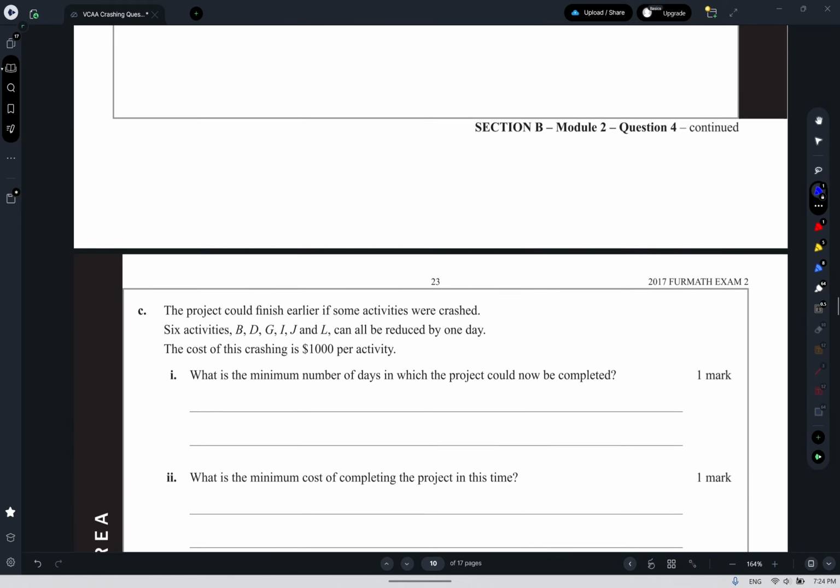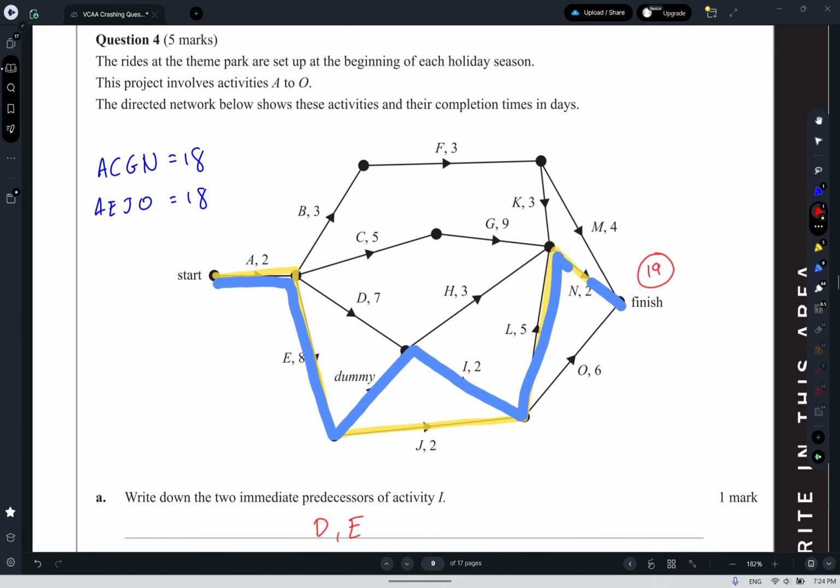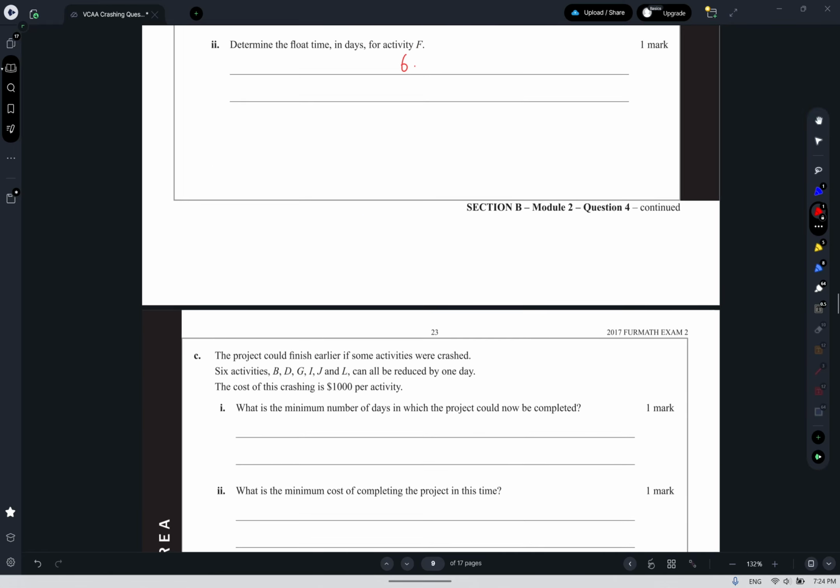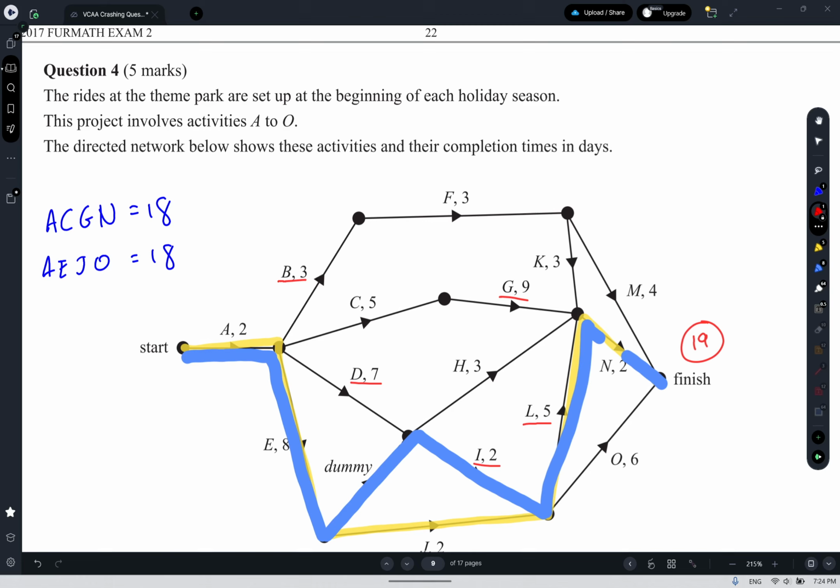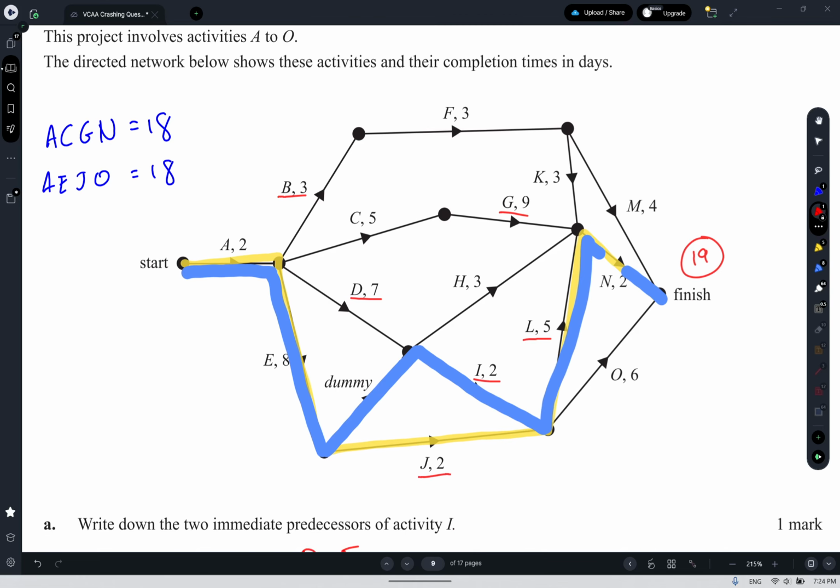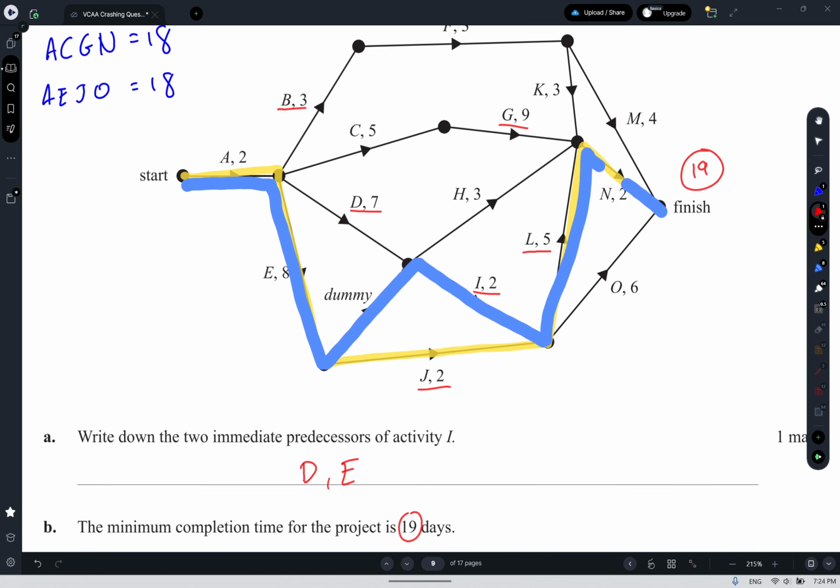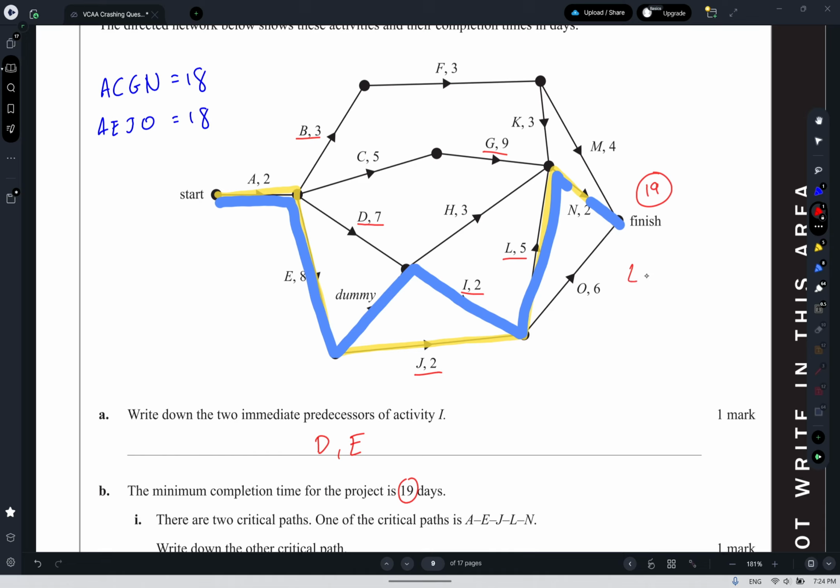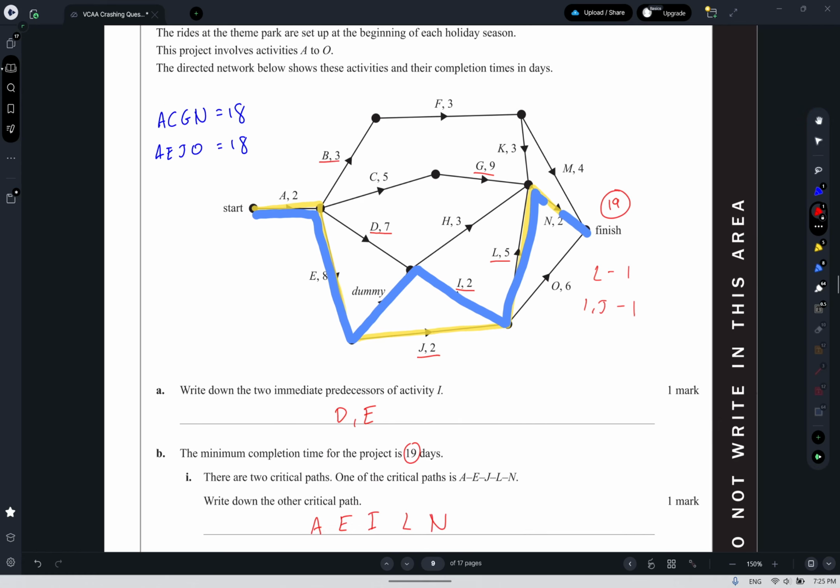Now I can reduce B, D, G, I, J, and L, and we can reduce them by 1 day. Okay. So reducing L by 1 would reduce both of these paths. So both of my 19s would reduce by 1. So reducing L by 1 is good. Reducing I or J would do nothing unless we reduce both of them by 1. So I suppose we have to reduce I and J by 1. That would reduce the overall time by 1.